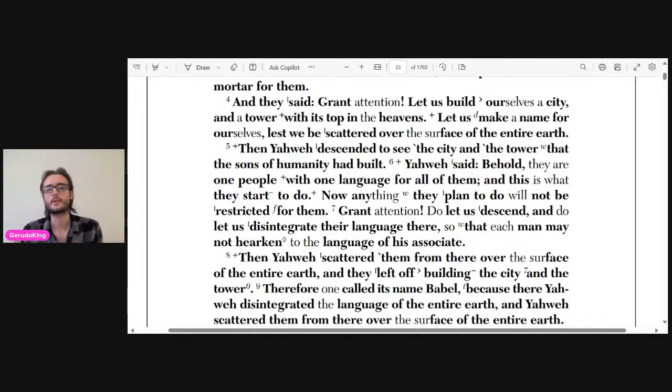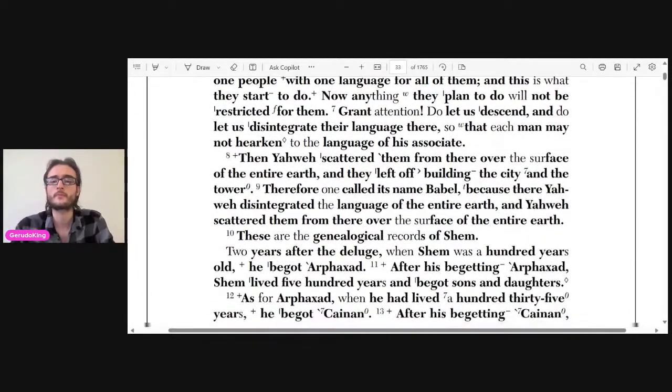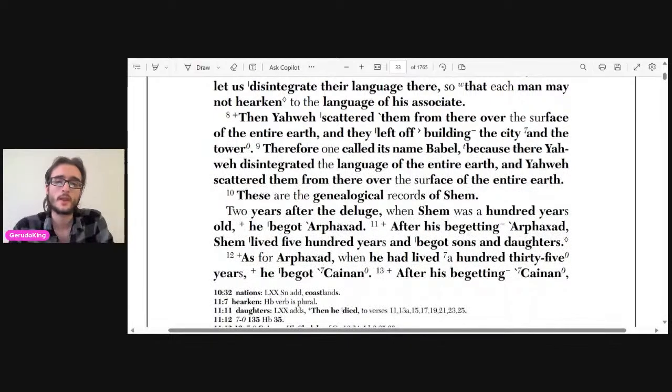Grant attention. Do let us descend, and do let us disintegrate their language there, so that each man may not hearken to the language of his associate. Then Yahweh scattered them from there over the surface of the entire earth, and they left off building the city and the tower. Therefore one called its name Babel, because there Yahweh disintegrated the language of the entire earth, and Yahweh scattered them from there over the surface of the entire earth.